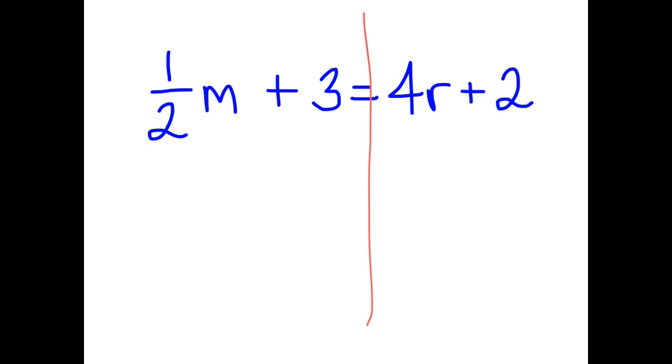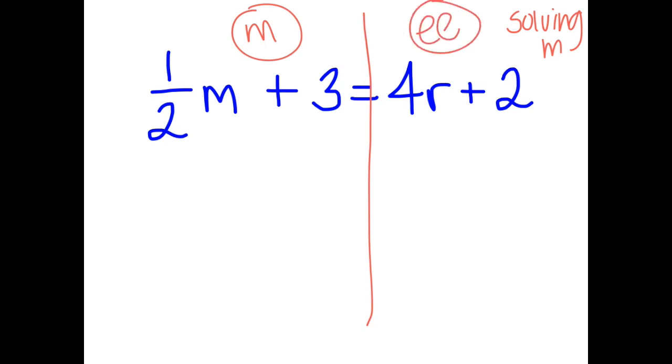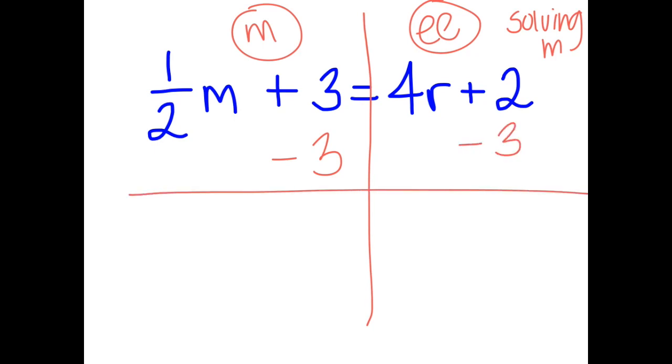Here we have the problem 1/2 m plus 3 equals 4r plus 2. And we are solving for m. I know. I bet you were wishing r, because then we wouldn't have to deal with that fraction. That's why I chose m. We're going to make the left side the m side and the right side the everything else side. In this case, everything else includes r's and numbers. The first thing we have to do is get rid of the 3. It is not an m. That leaves me 1/2 m equals 4r minus 1.